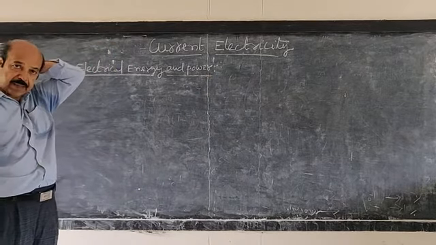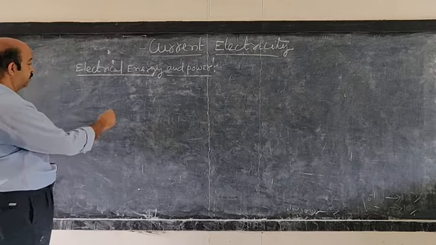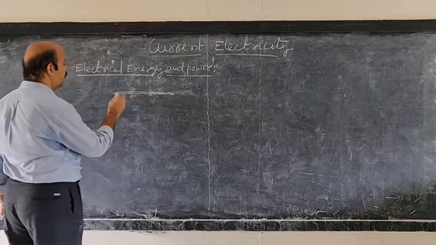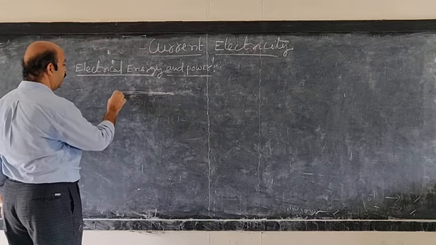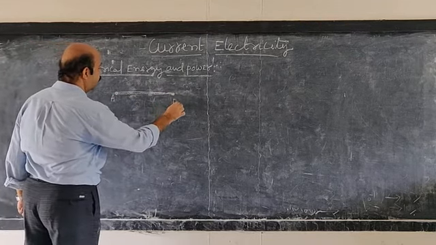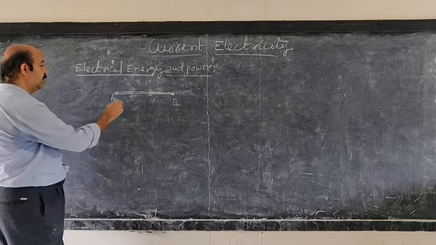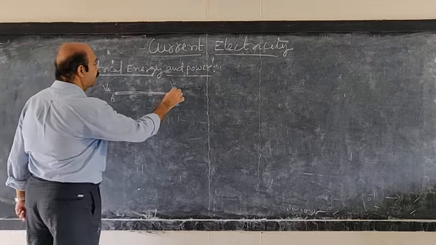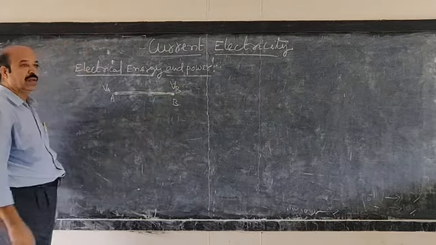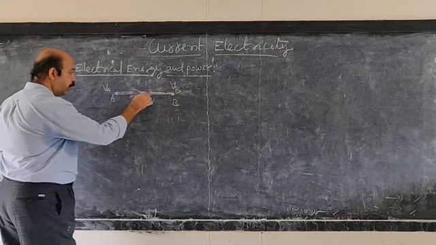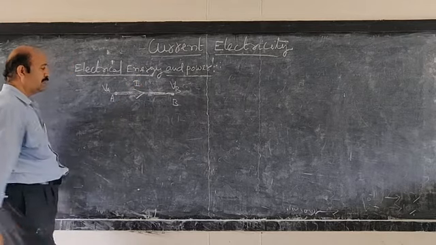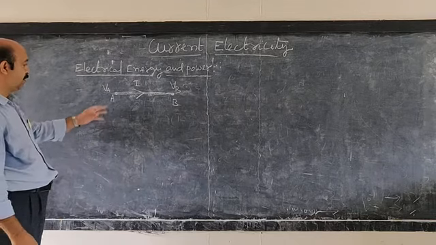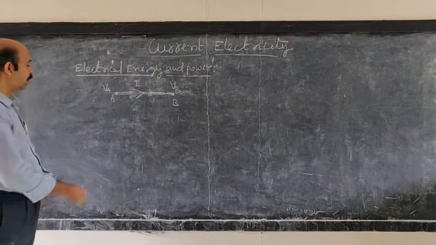Let us consider a conductor like this. Suppose this is a conductor. At one end, say A, the other end is say B. Now the potential at A, let us call this VA. The potential at B is VB. If a steady current flows through this from A to B, let us suppose I is the current flowing from A to B.